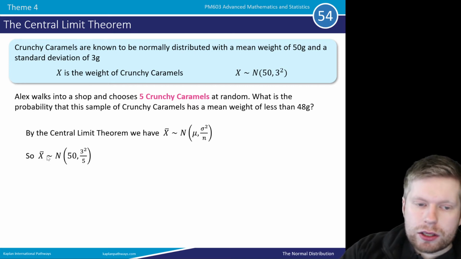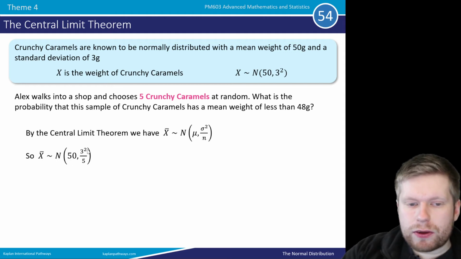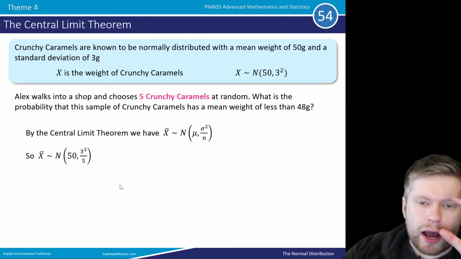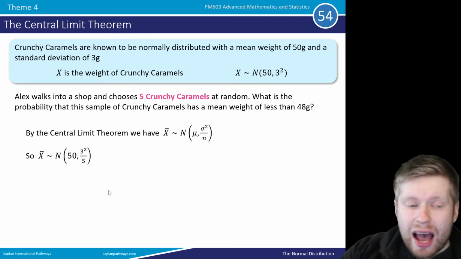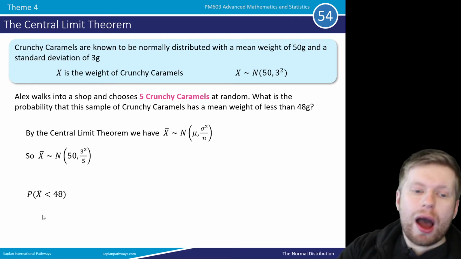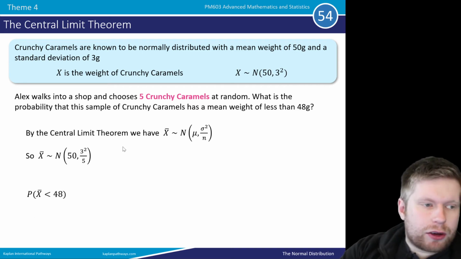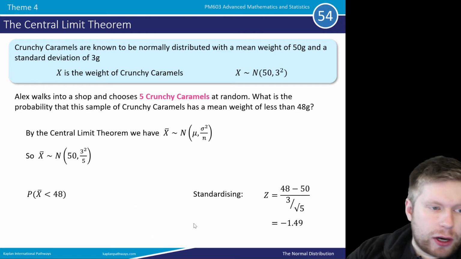So I know that the distribution for my sample is normally distributed with a mean weight of 50 and a variance of 3 squared over 5, because there's 5 things in my sample. Then effectively I'll just solve it in exactly the same way as before. Now I'm looking for the probability that the mean weight of my sample, so x bar, is less than 48 grams. That's what I'm after. So therefore I do exactly the same thing.